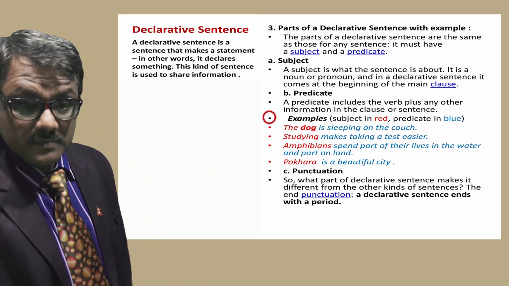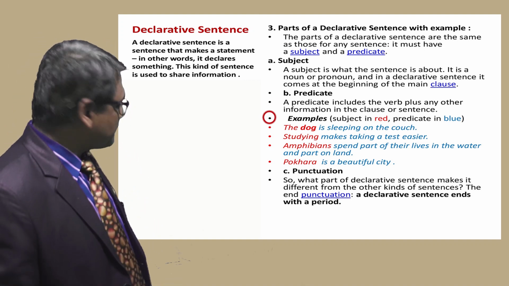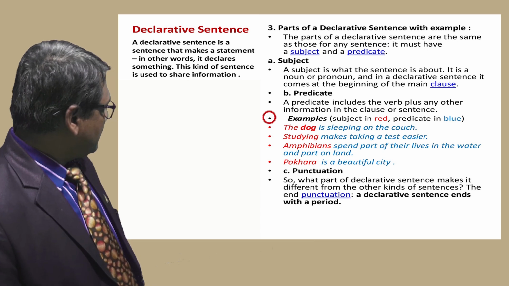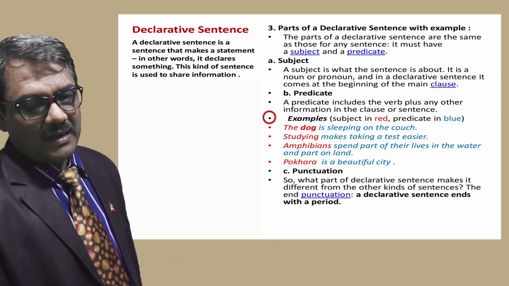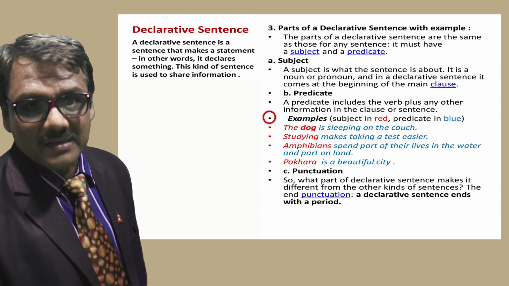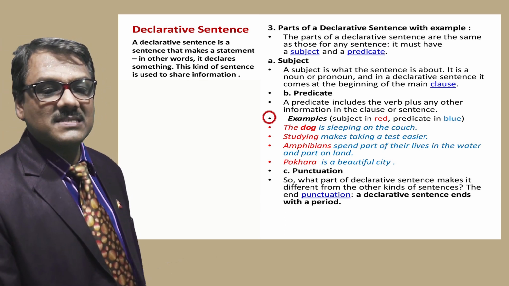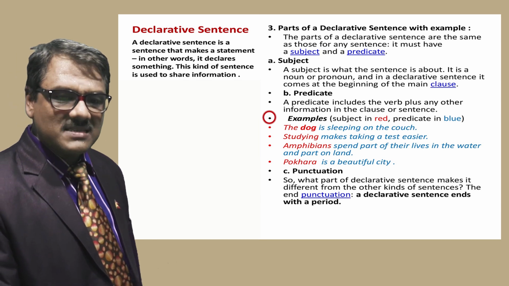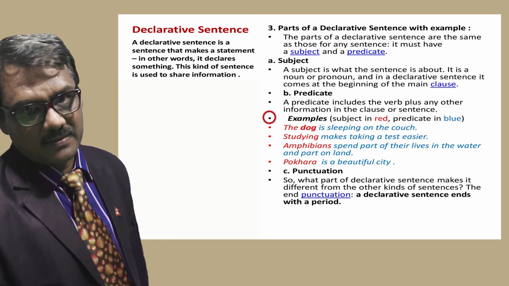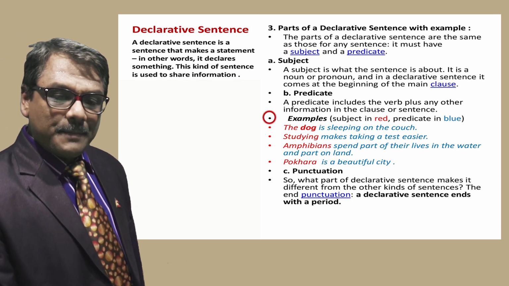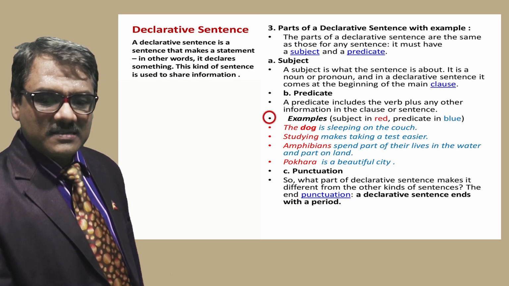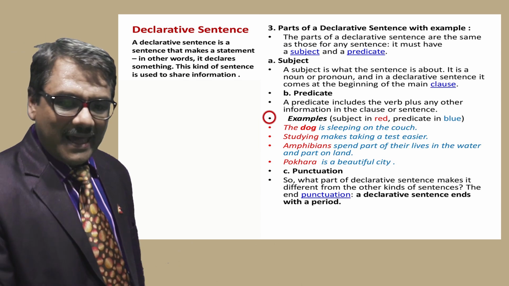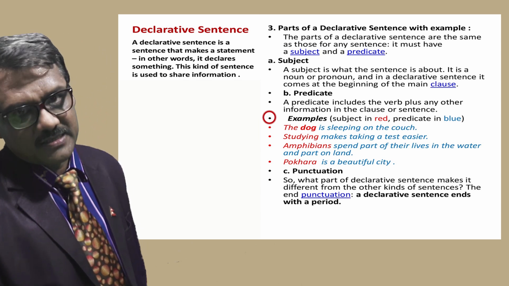Okay? And see, examples are also given there. Let me describe the given examples. All the things written in red color are the subjects, and those in blue color are the predicate part of the sentence. Look at the first sentence. The dog is sleeping on the couch. In this sentence, the dog is the subject and is sleeping on the couch is the predicate. Okay? And studying makes taking a test easier. Here, studying, in red color, is the subject, and makes taking a test easier is the predicate.